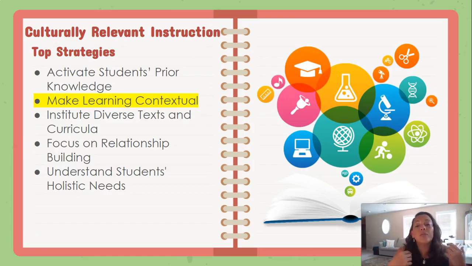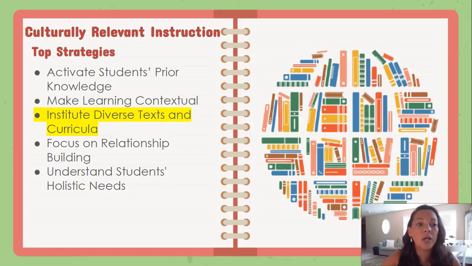If you're reading a chapter in history class, for example, discuss why it matters today in our schools, in our community, and then take the concept you're learning about and create a project that enables your students to draw those parallels. Another strategy that we can do is institute diverse texts and curricula.